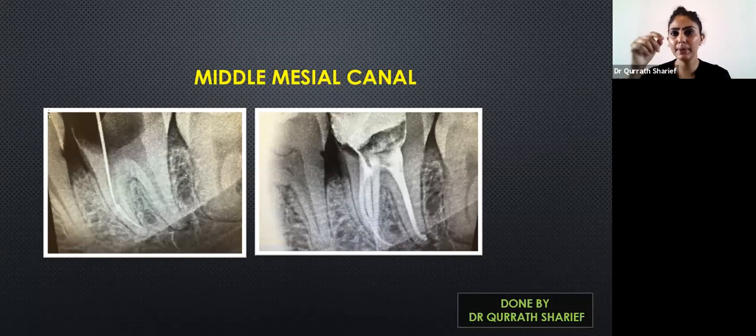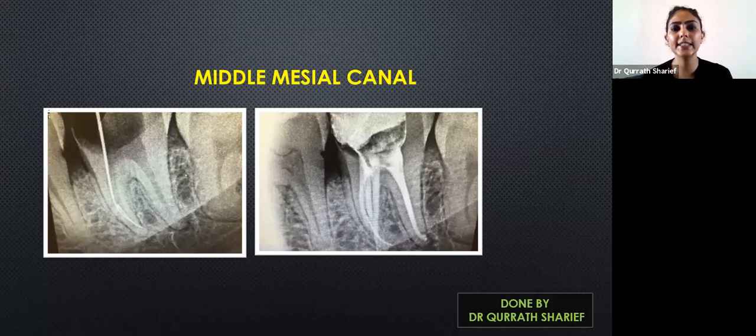And then I placed the master cone. I could feel that the master cone is not going. It's just going till the coronal third. Then I was like, I've done adequate biomechanical preparation, why is the master cone not going? Then again, I irrigated, again I filed it for some time, again I placed the GP. The GP was not going. And that's when I realized, okay, there might be one more canal.